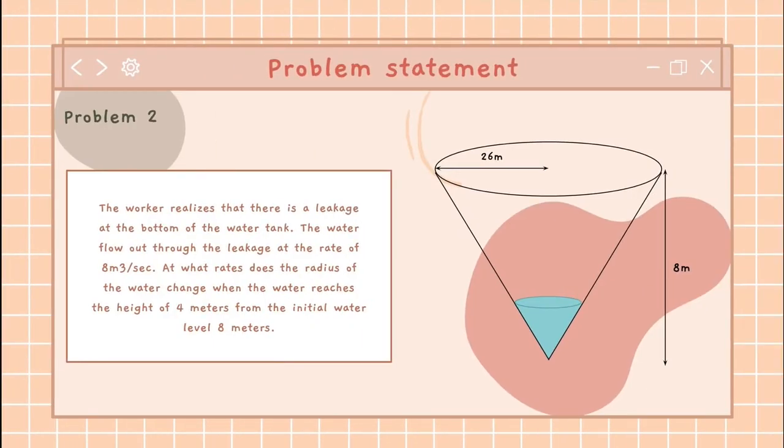Problem 2. The worker realizes that there is a leakage at the bottom of the water tank. The water flows out through the leakage at the rate of 8 meter cube per second. At what rate does the radius of the water change when the water reaches the height of 4 meters from the initial water level of 8 meters?